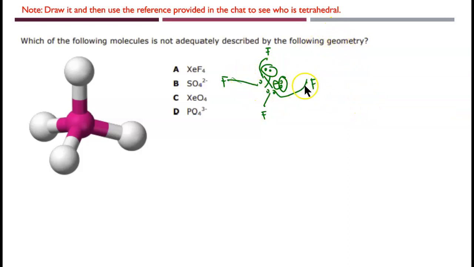So we can look at our VSEPR chart. It has 4 bonded atoms, 2 lone pairs, so we're going to look for 4 and 2, or you can add them up. 4 and 2 is 6. So 4, 2, we have a square planar. So that's not it. We can do the next one, SO4.